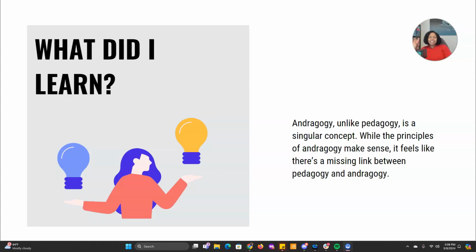However, as I just mentioned that I teach college students, I feel like there's a missing link between pedagogy and andragogy, because when you think about pedagogy, you think K through 12. Usually when you're reading articles about pedagogy, that's what they're talking about, K through 12 learners.